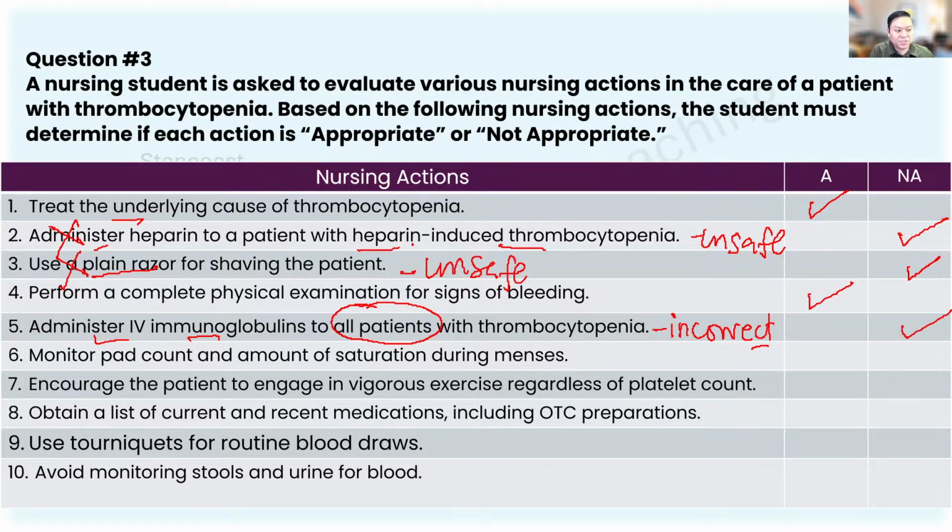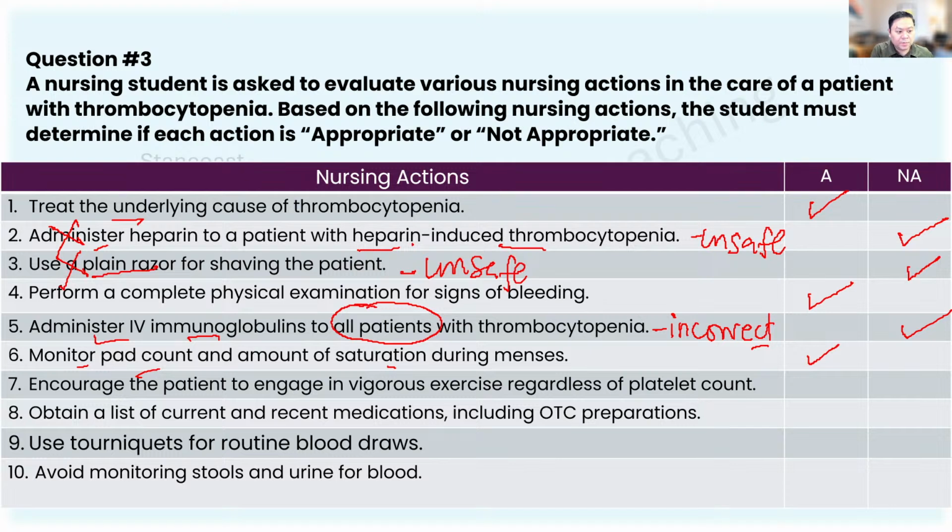Now, number 6, monitor pad count and amount of saturation during menses. This is a very common nursing action in order for us to keep track of the blood loss of our patient. Okay, so we are going to check that as appropriate action.